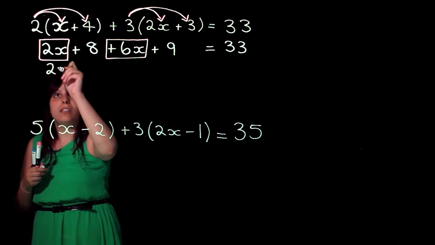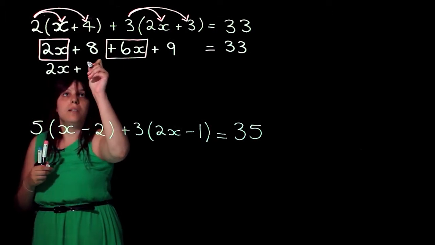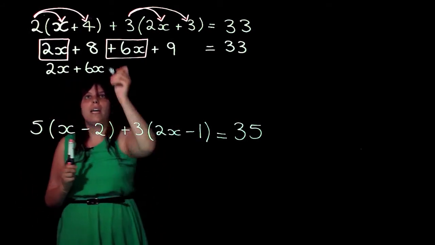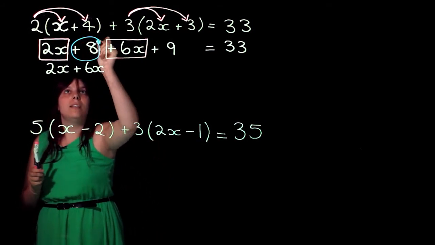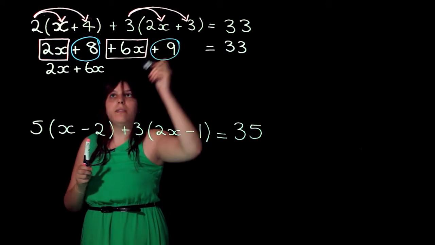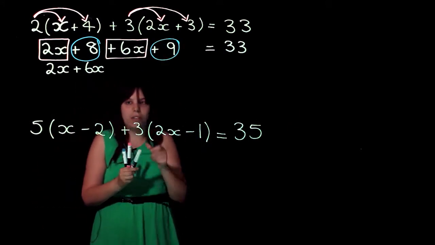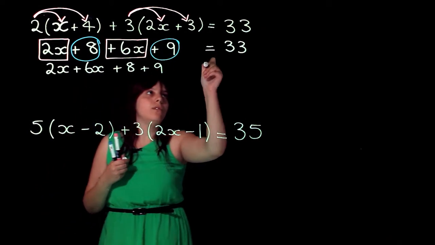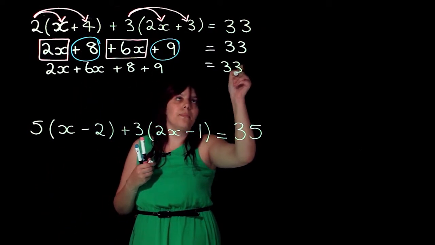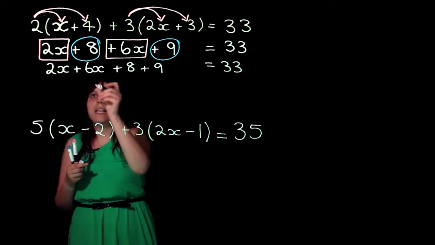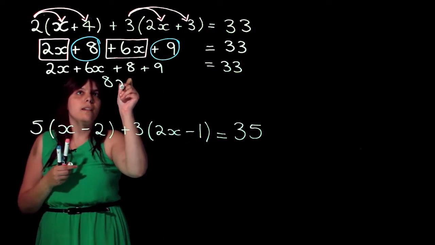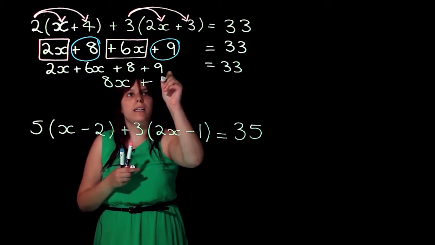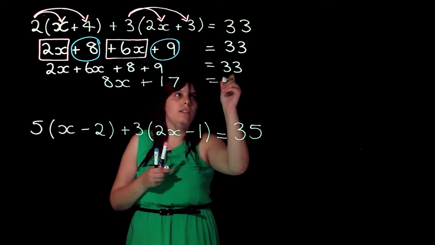So I'm going to write them next to each other. So 2x plus 6x. And then my constants, which are plus 8 and plus 9. And I'm going to write them next to each other. Plus 8 plus 9. And that all still equals 33. So 2x plus 6x is going to be 8x. And 8 plus 9 is 17. And that equals 33.